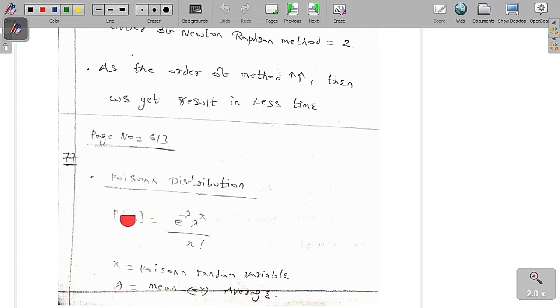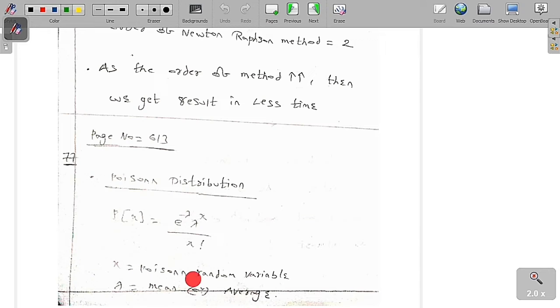See the solution here. For the Poisson distribution, P of x is equal to e to the power of minus lambda into lambda to the power of x by x factorial. This is the probability equation in the Poisson distribution, where x is the Poisson random variable and lambda is the mean or average. So this is the general equation in the Poisson distribution: P of x is equal to e to the power of minus lambda into lambda to the power of x by x factorial.